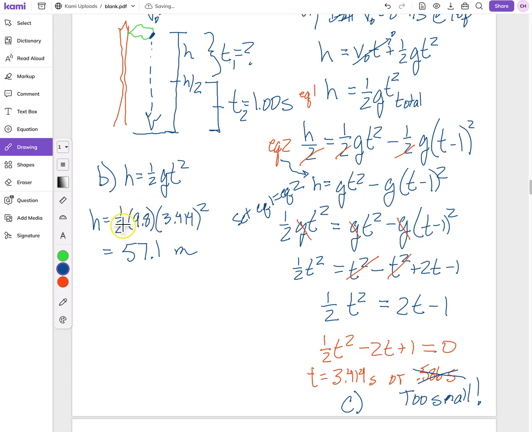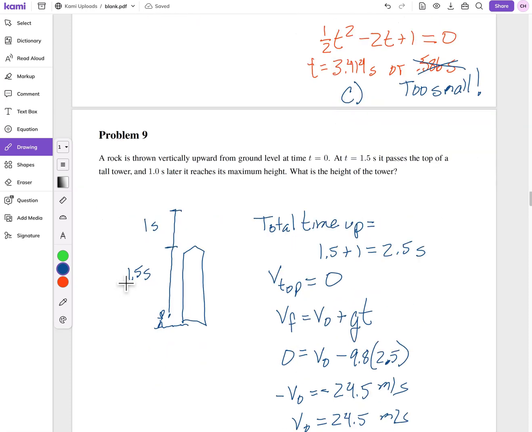Don't have to worry about negative or positive here because we're just dealing with height. And then times that speed of 3.414 squared. And we get 57.1 meters. Let's go ahead and take a look at the next two.